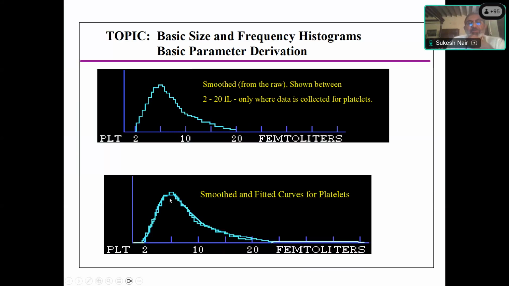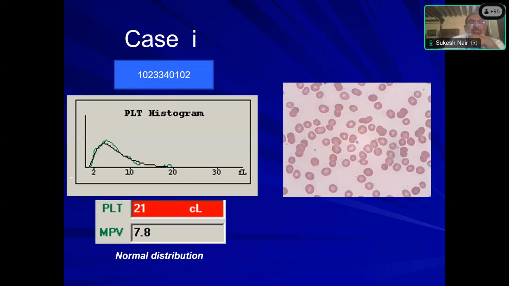And to accommodate for those large, unphysiologically large platelets, which is part of normal platelet physiology, normal platelet anisocytosis, it fits another curve. And the area under the curve is the platelet count. So platelet count is not directly measured. The area under the curve is the platelet count, and similarly other parameters are derived. So here you can see that platelet count is 21,000.